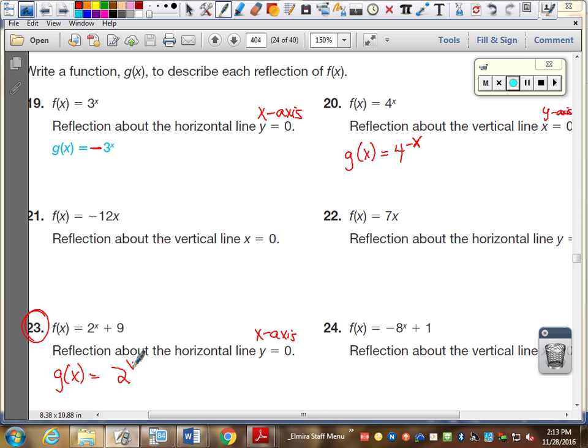So I'm going to take 2 to the x plus 9, put it in parentheses, and negate it. That's how you show with notation how to negate a function. You can just put a negative sign in front of it. Now you could distribute the negative and say negative 2 to the x minus 9, but honestly leaving it that way is fine.